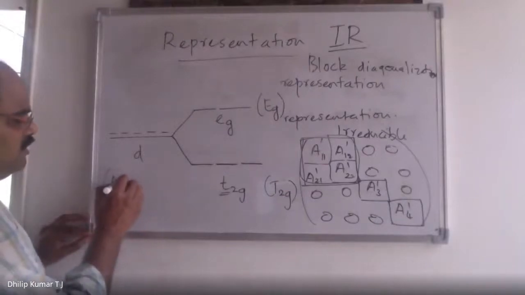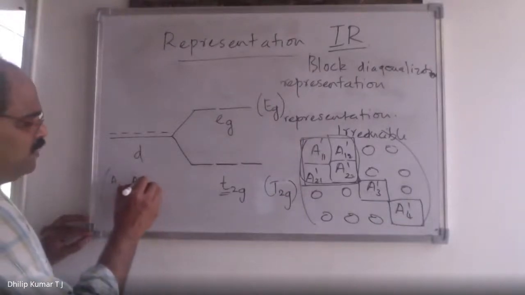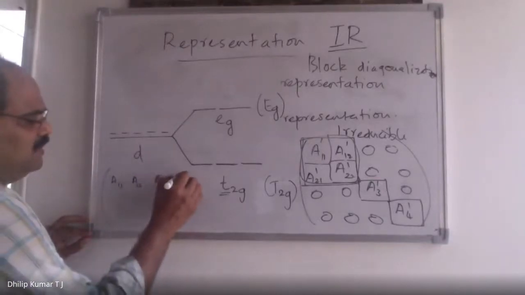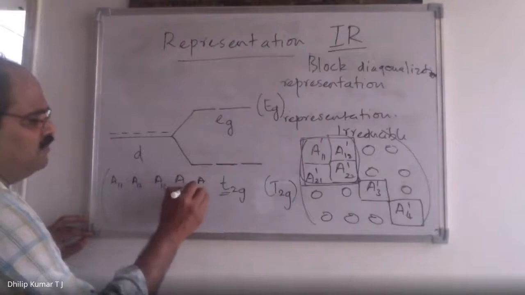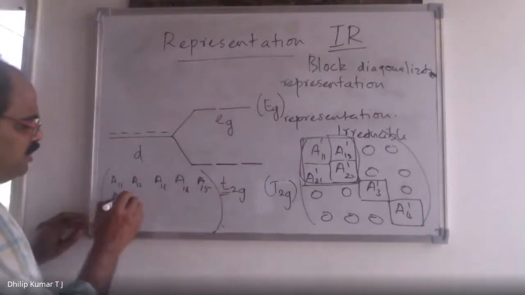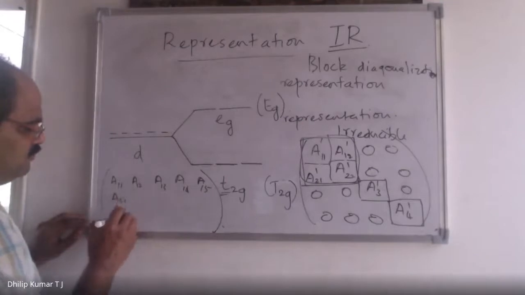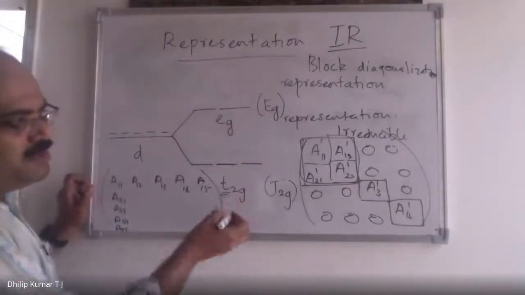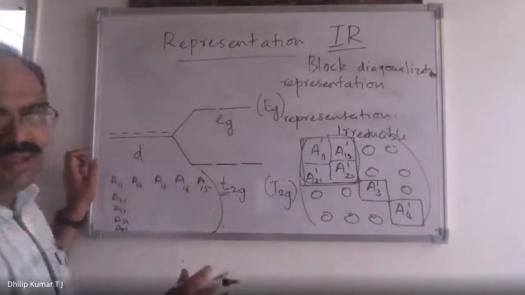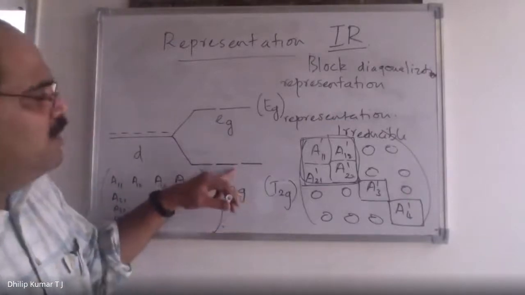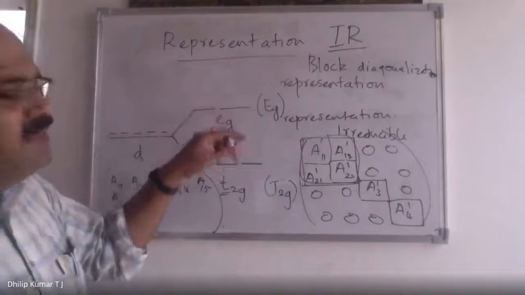So you can write whatever, A1, A2, A3, A4, A5. Similarly, you can fill everywhere. Right? There will be 5 rows and 5 columns. So you can fill all the elements. It will be populated. But once you perform a similarity transformation, this splits into a 3 by 3 matrix, which will have a T2g character, and the remaining will be a 2 by 2 matrix having Eg character.